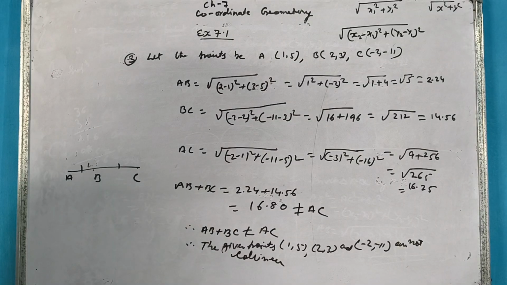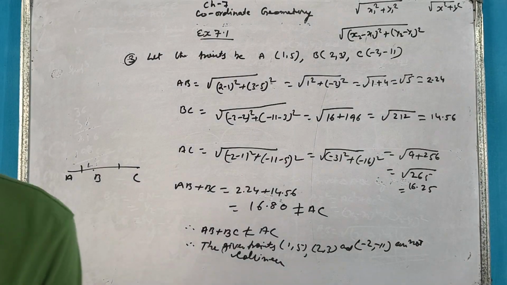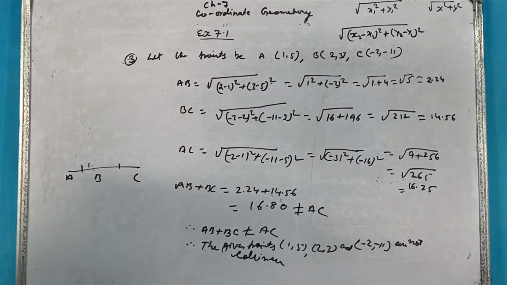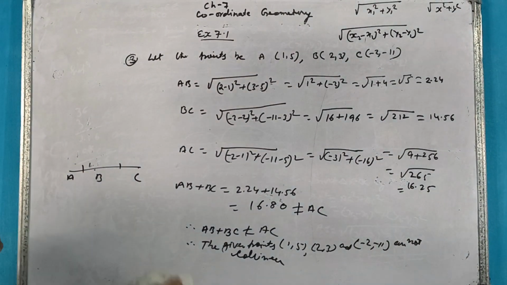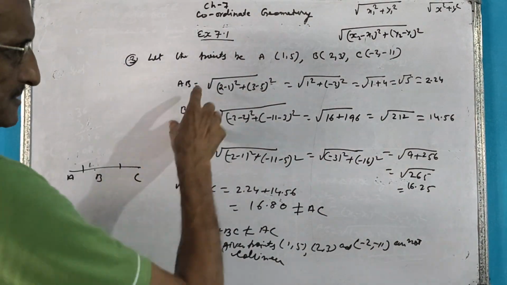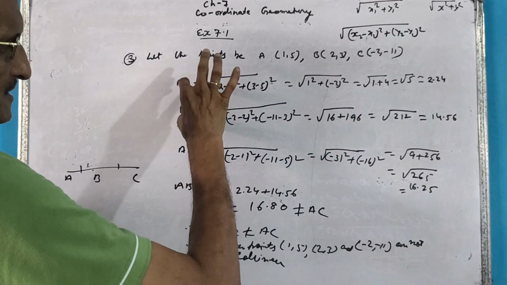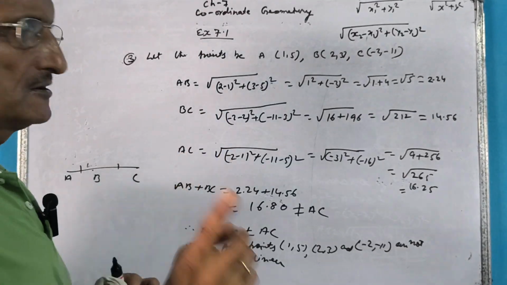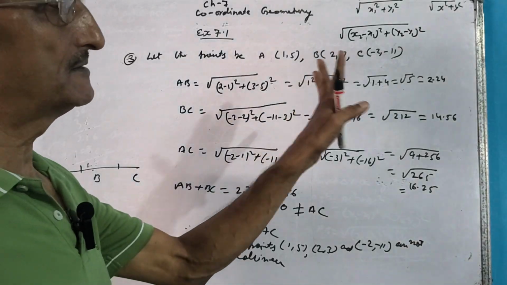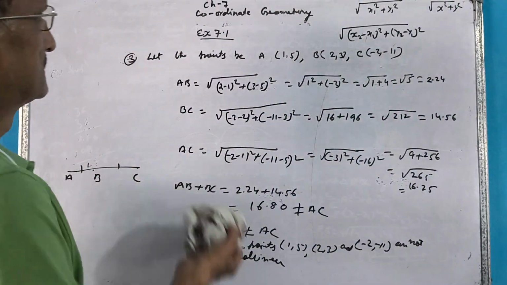Okay. Question number. So I should clear this now. Understood? We have calculated AB, BC and AC, and we have checked that AB plus BC is not equal to AC. Therefore, the 3 given points are not collinear.